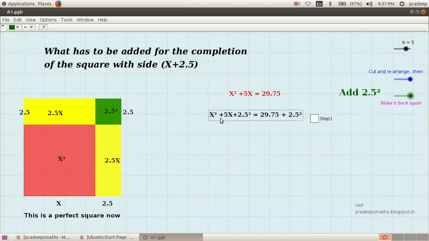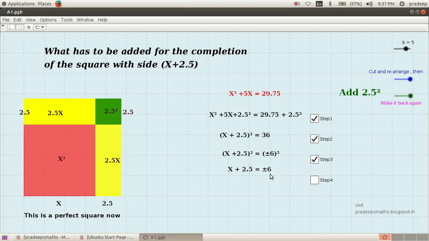Then this is the algebraic expression for that. This is of the form a square plus 2ab plus b square. Then it can be written as a plus b whole square, that is, x plus 2.5 whole square is equal to 36. This 36 also is a perfect square. Therefore, we can consider that as plus or minus 6 square. Taking square root on both sides, we get x plus 2.5 is equal to plus or minus 6. We have two distinct cases here. If we consider the first case, x plus 2.5 is equal to 6, we get x equal to 3.5, and from the second case, we get x is equal to minus 8.5.